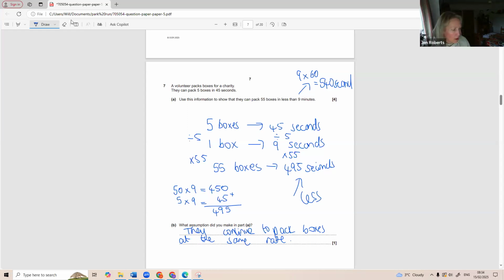So something like they took no breaks. They pack for 9 minutes without stopping. Each box took the same time to pack. They don't get tired. That they were not interrupted. The boxes remain the same size and consistency. That they won't make any mistakes. I assumed every box took 9 seconds. The only thing we've got for do not accept here is I assumed one box took 9 seconds.